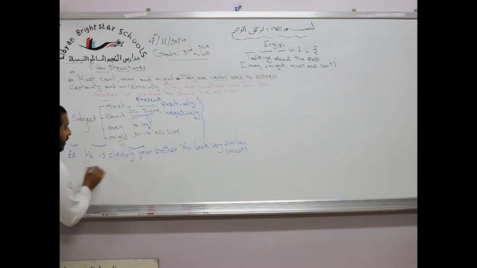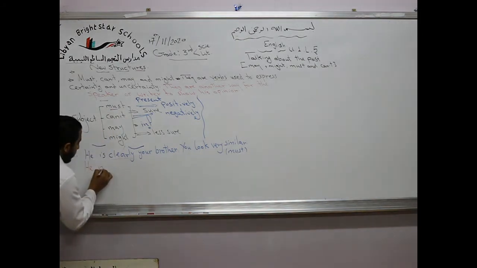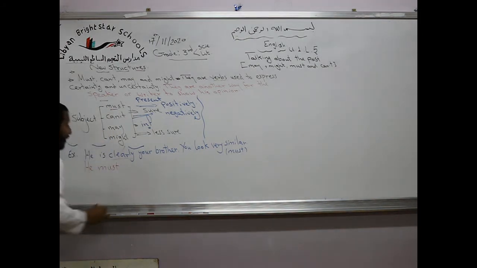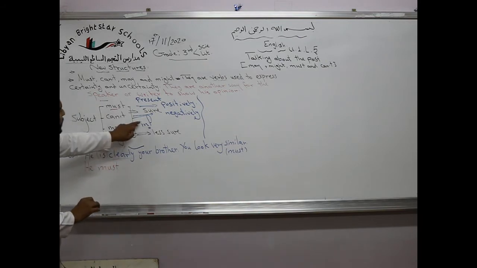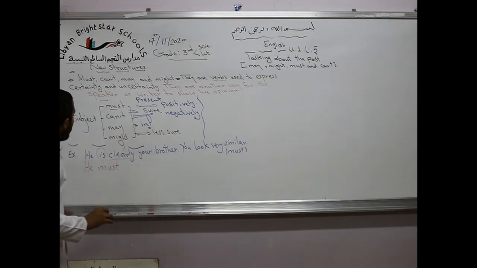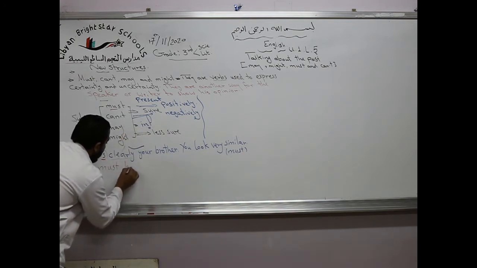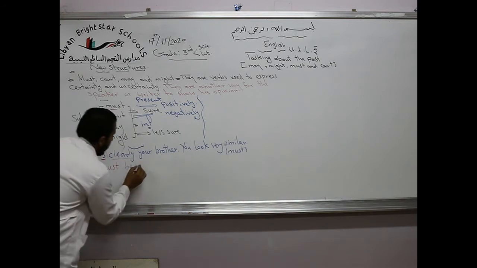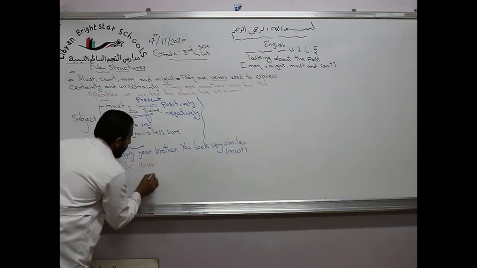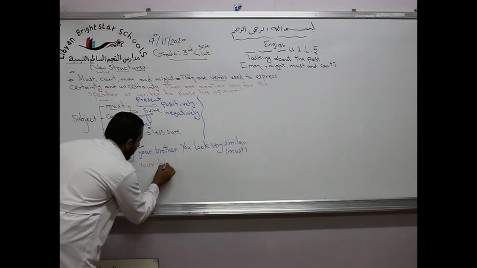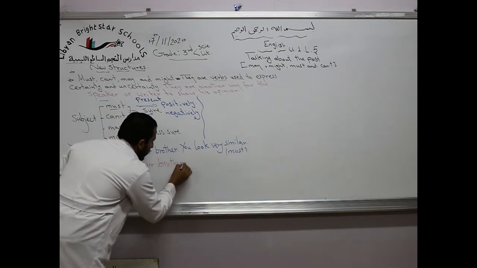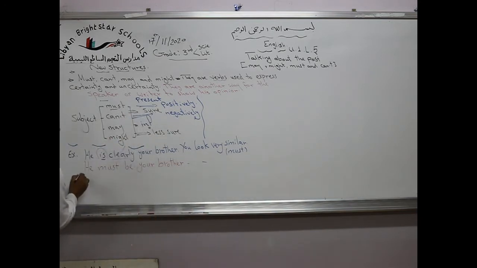He, followed by must. What is the verb here? The verb here is "is". Must be followed by the verb in the infinitive form. The infinitive form of "is" is "be". So he must be your brother. You look very similar. Okay?